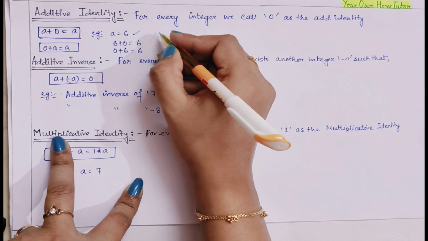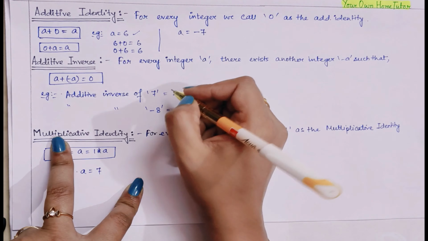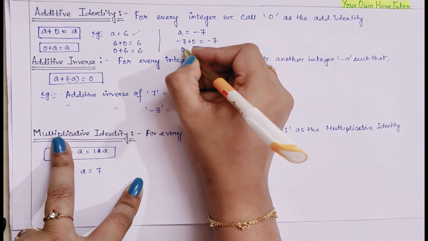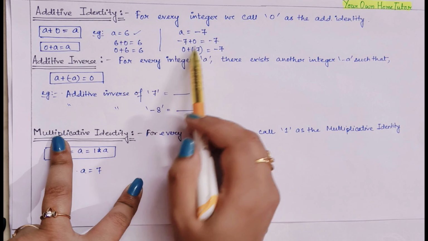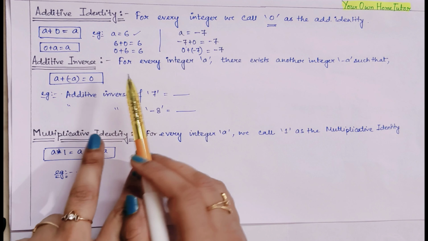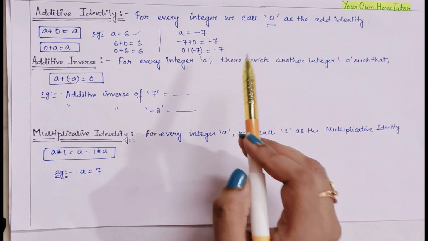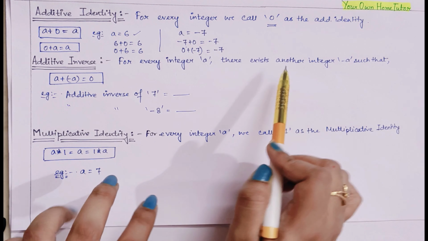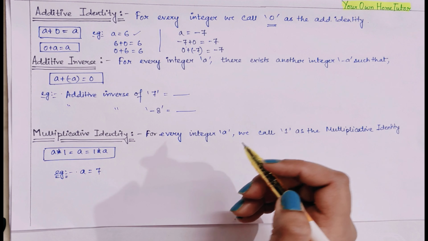This was a positive integer example. Let us take an example of a negative integer. Minus 7 plus 0 will give me minus 7, or 0 plus minus 7 will also give me minus 7. So this 0 is known as the additive identity. So what is the additive inverse now? For any integer a, there exists another integer such that if we add that integer with a, we will be getting 0.